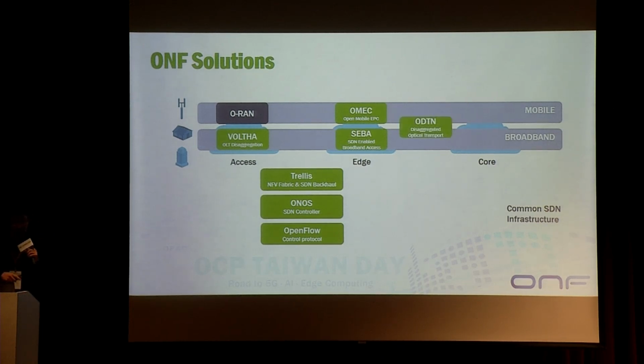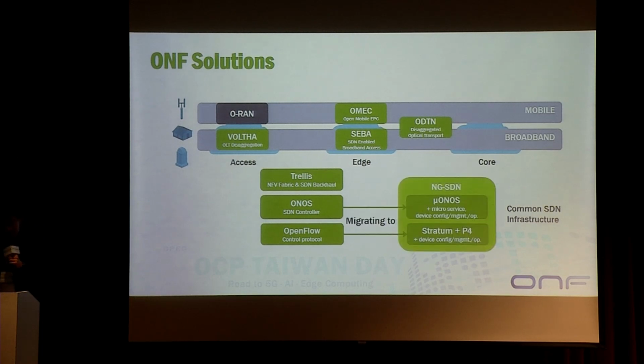And of course, in order to interconnect multiple edges, you need a transport network. So here we have something called ODTN, a disaggregated optical transport project. And then on the controller and infrastructure side, we're trying to migrate to something we call next generation SDN.